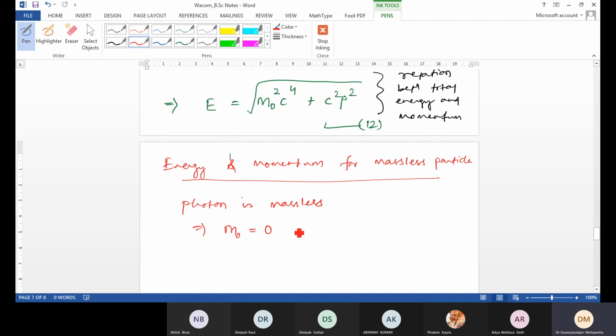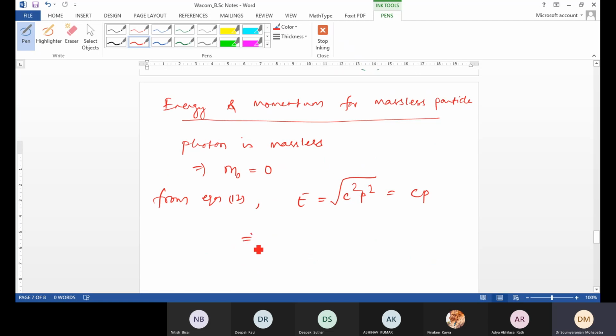So as a result, from equation 12, we can say that E is equal to, now m naught becomes 0, so this factor is gone. So it is root over c square p square, that is nothing but cp. So this implies your momentum is equal to energy by c.